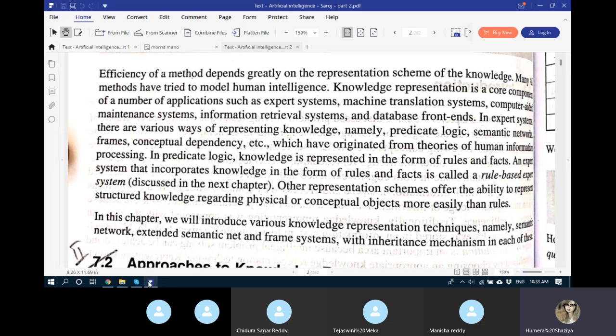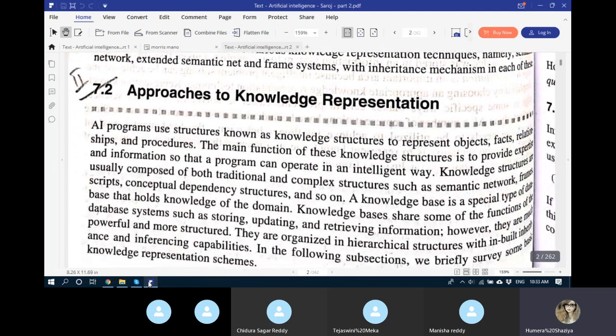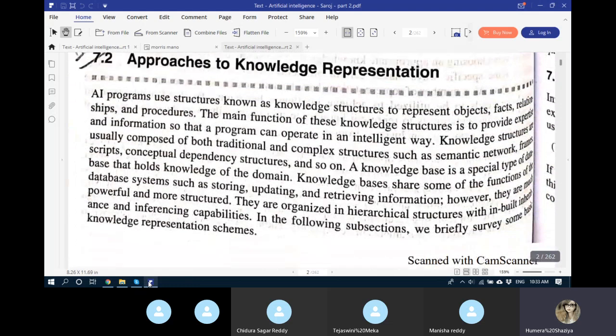Okay, so the first is 7.2, approaches to knowledge representation. When you are writing artificial intelligence programs, they use structures known as knowledge structures to represent objects, facts, relationships, and procedures.